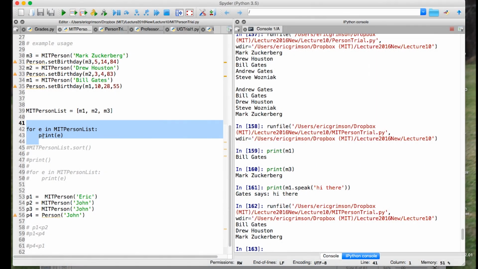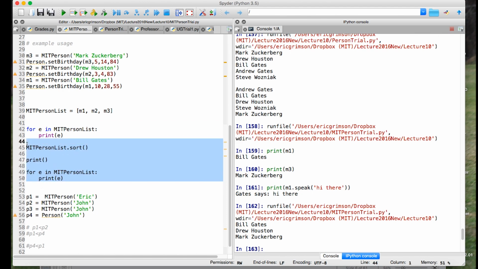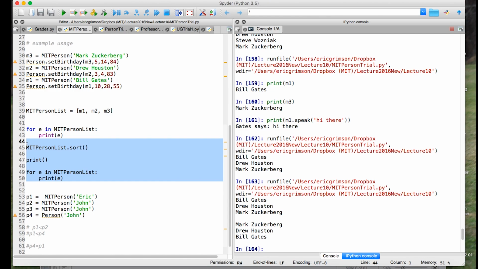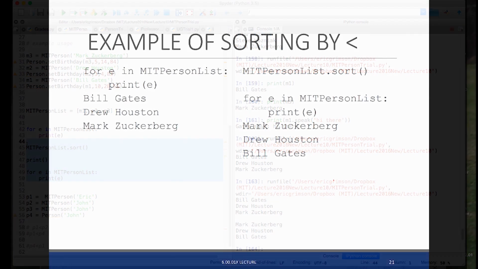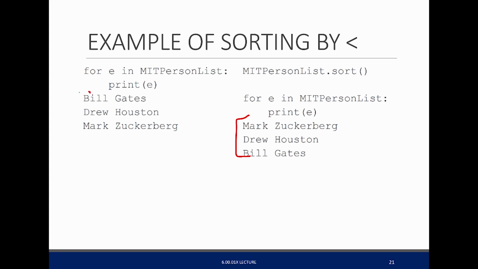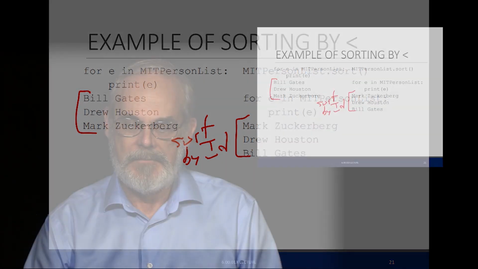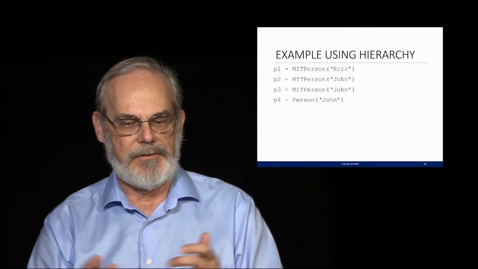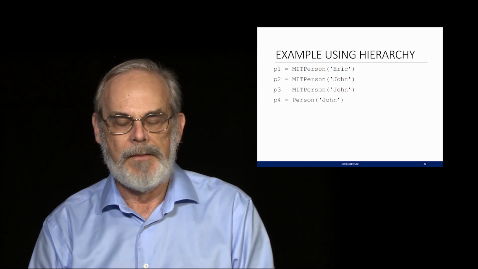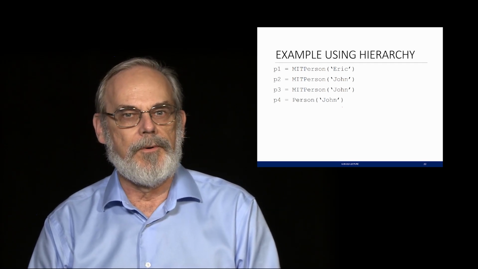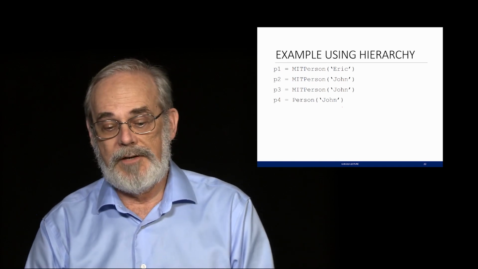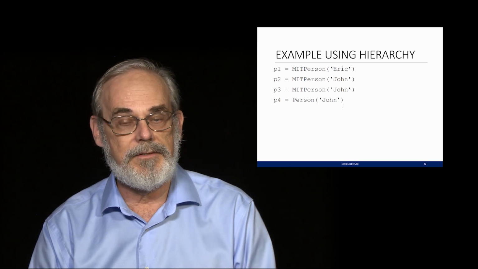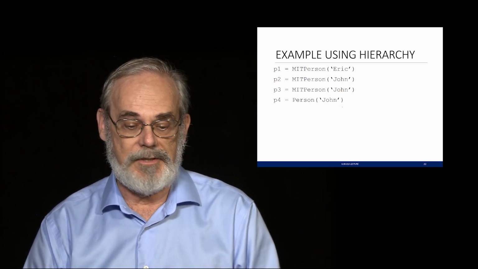Now, let's look what happens if I do them by ID number. And if I were to go ahead and sort, and then recall this, now it prints them out by ID number. Zuckerberg first, then Houston, then Gates. So you can see in this case, I am sorting by ID, exactly as I set it up. Great. What else might we do with this? Well, let me create another version of a little set of MIT people, partly to show you that the ID number can be important because the names may not be distinctive. So here I've created 3 MIT people, Eric and 2 Johns. I've also created just a base person, also with the name John.